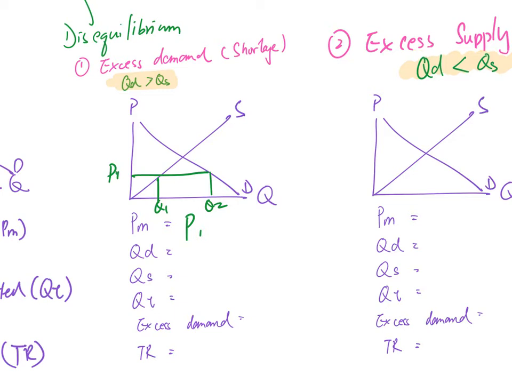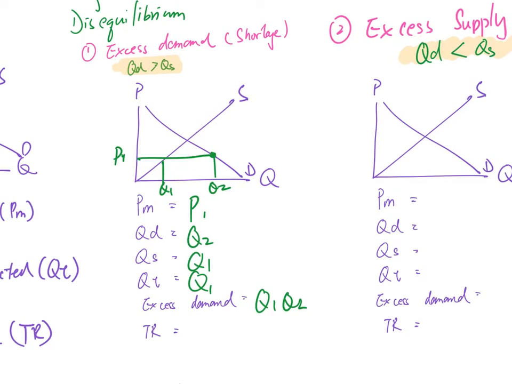Then QD, that means the point that the Q touch the demand curve, and we find that is this point. So Q2 is quantity demand, and quantity supply is the point that the quantity touch the supply. That's this point. So it should be Q1. Okay, and quantity transacted is always the smaller one between these two quantity. So it should be Q1. So this is Q1, and excess demand is the distance between them. So it should be Q1, Q2. And the total revenue is the market price times the quantity transacted, the actual price and actual quantity. So it should be P1, Q1. That means this area.